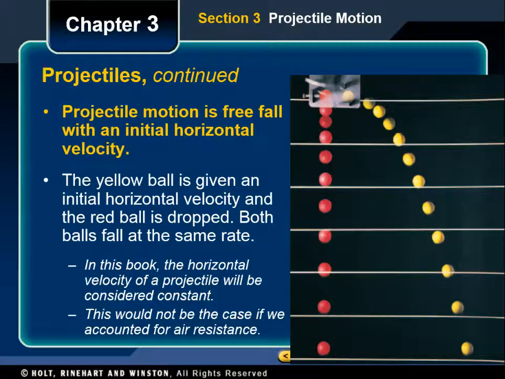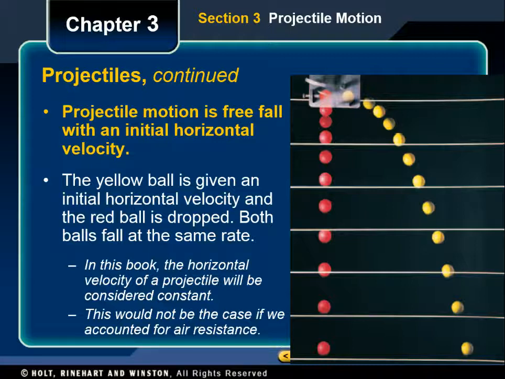Projectile motion is free fall with an initial horizontal velocity. To understand the motion of a projectile, first examine figure 3.4 on the screen now. The red ball was dropped at the same instant the yellow ball was launched horizontally. If air resistance is disregarded, both balls hit the ground at the same time. By examining each ball's position in relation to the horizontal lines and to one another, we see that the two balls fall at the same rate.